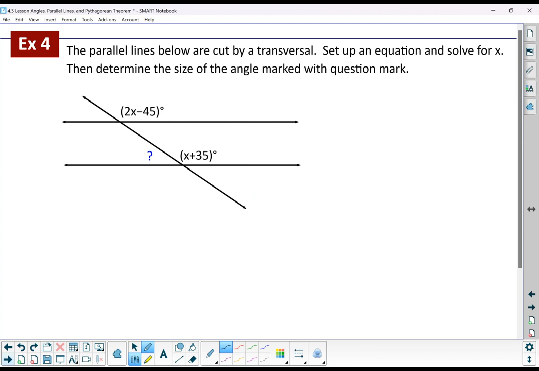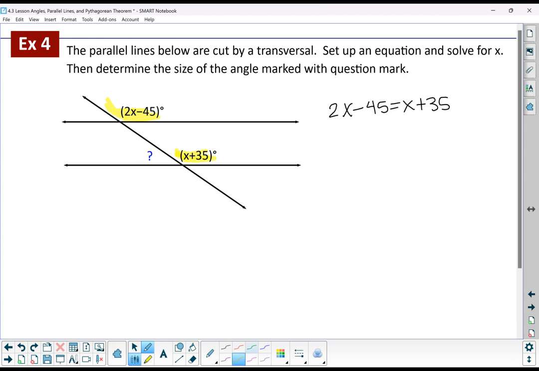Okay, parallel lines below are cut by a transversal. We're going to set up an equation to solve for x, and then we're going to determine the size of the angle marked with a question mark. So because these are corresponding angles, we know they are the same angle measure. So we're going to set up the equation 2x minus 45 is equal to x plus 35.